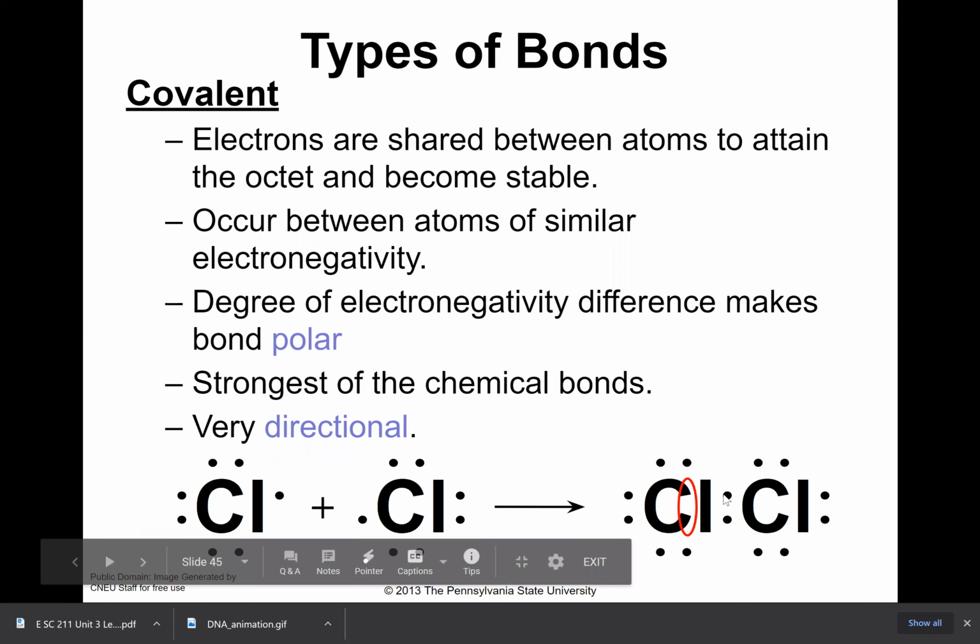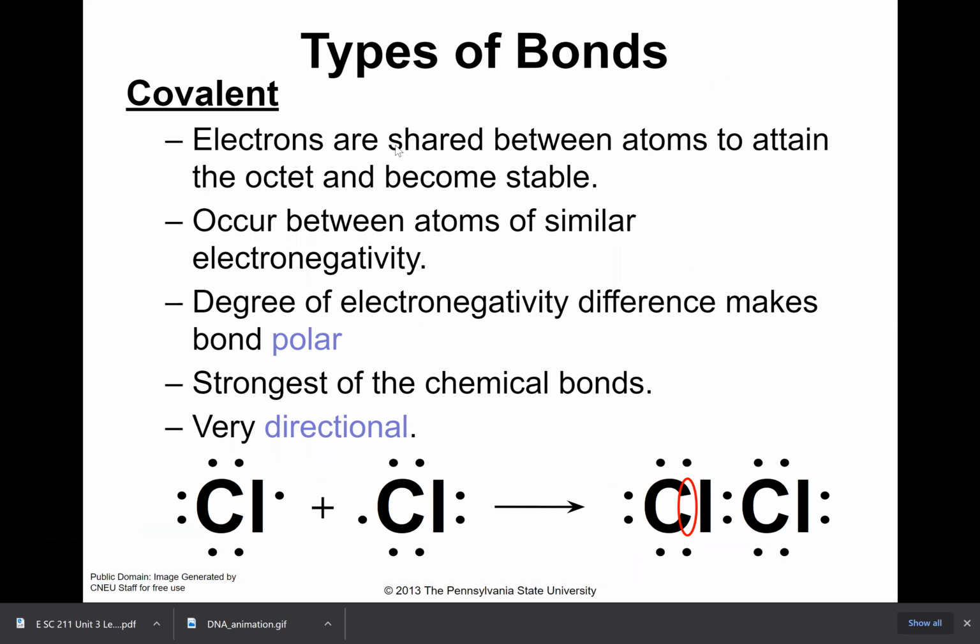Covalent bonding, whoops, this circle is in the wrong spot, sorry. Covalent bonding is when the electrons are shared between atoms to attain the octet and become stable. This occurs between atoms of similar electronegativity because neither atom is strong enough to actually take the electron from the other. They're about the same strength, so they kind of have to share it, right? Because neither of the atoms can take it from the other. The degree of electronegativity difference makes a bond polar. So if they're less similar in electronegativity, you might have a polar bond.